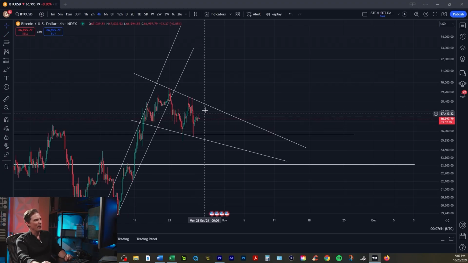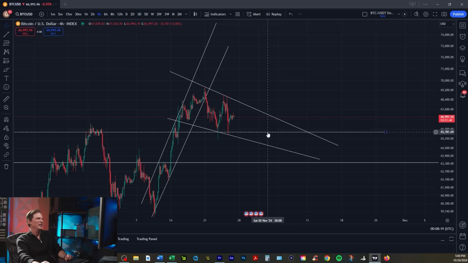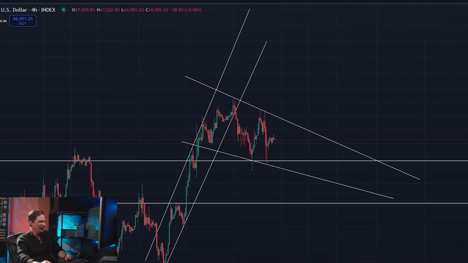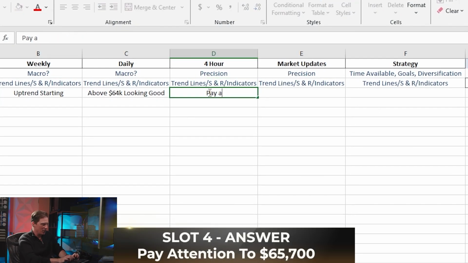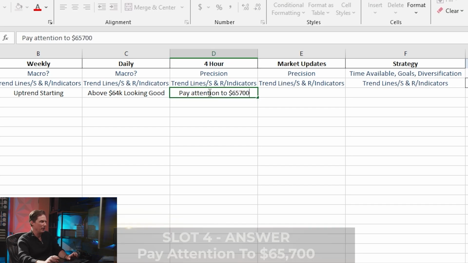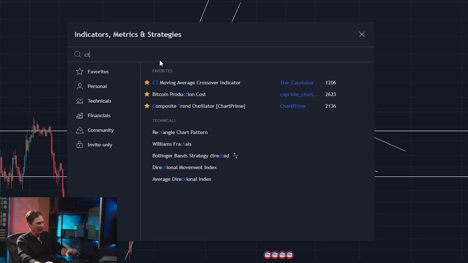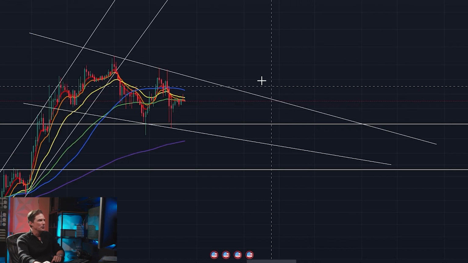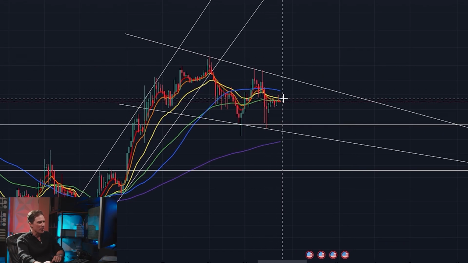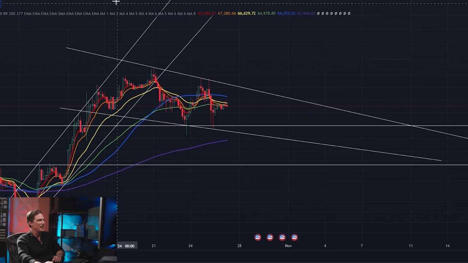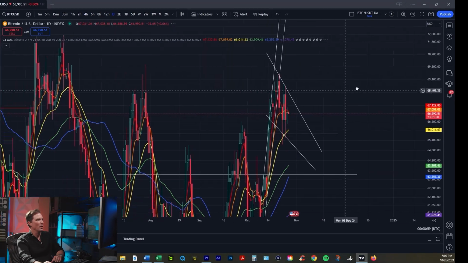So I think that maybe this thing is going to bounce around in here, and then there could be some excitement at 65,700, right? So let's just say pay attention to 65,700. And let's go ahead and turn on an indicator and see if it can help us out a little bit. So these lines are starting to scrunch together nice and tight. Let's go ahead and look at what the 1 day looks like.